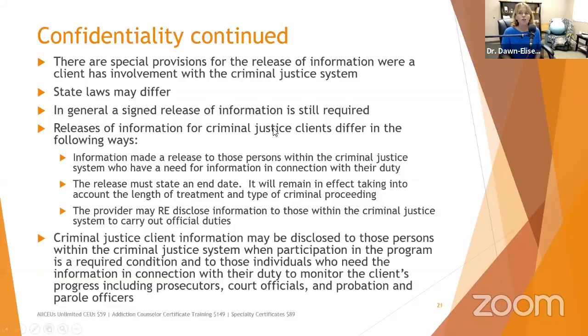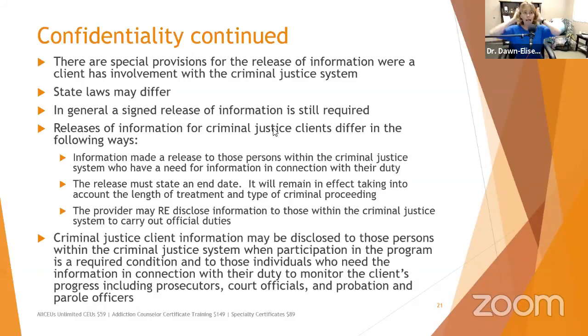There are several special provisions for the release of information where a client has involvement with the criminal justice system. Be aware that state laws may differ, so you do need to check with your state laws. In general, a signed release of information is still required, but releases of information for criminal justice clients differ in the following ways. Information may be released to those persons within the criminal justice system who have a need for the information in connection with their duty.